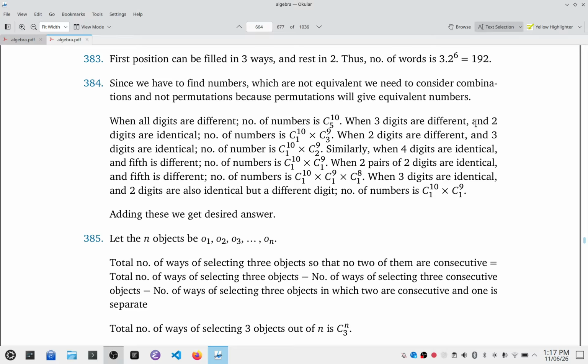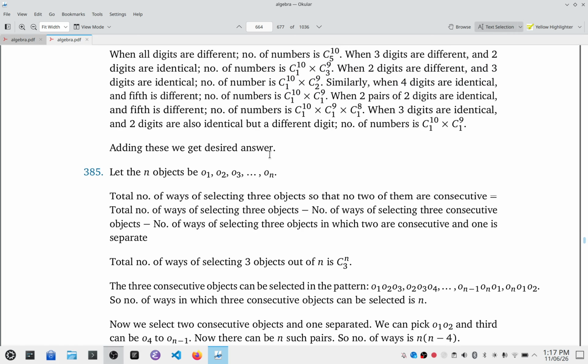Two digits are identical here and three are different. So the two identical digits can be chosen from 10 in 10C1 ways and the three different digits can be chosen in 9C3 ways. When two digits are different and three are identical, the identical digits can be chosen in 10C1 ways. You can pick any digit from 1 to 10. And two different means 9C2 and so on. Similarly, we have proceeded, and adding these, you will get the desired answer.